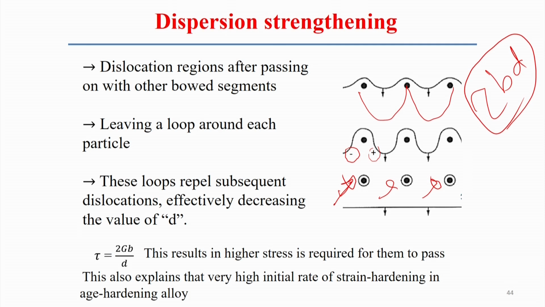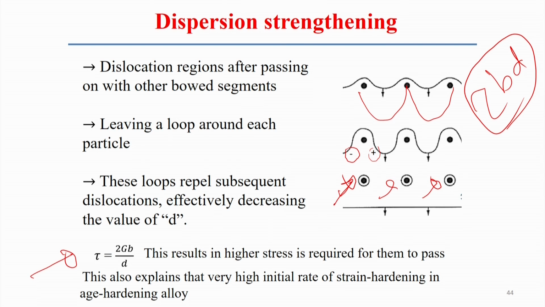So what was the initial value? Now the effective value of D decreases with the creation of such loops. Therefore, we use this to predict the amount of shear stress required. In this case, it corresponds to 2Gb/D. So when the effective value of D decreases, this results in a higher stress being required to form the pass.